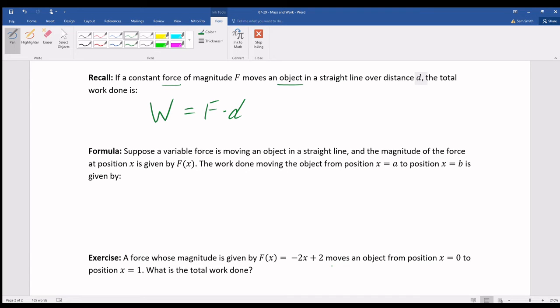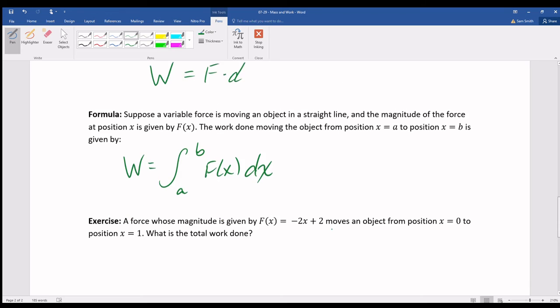In the case that your force is variable, how can you find the work done? You can find the work done moving the object from A to B by integrating the force function from A to B with respect to position. Let's try this formula on a simple exercise.